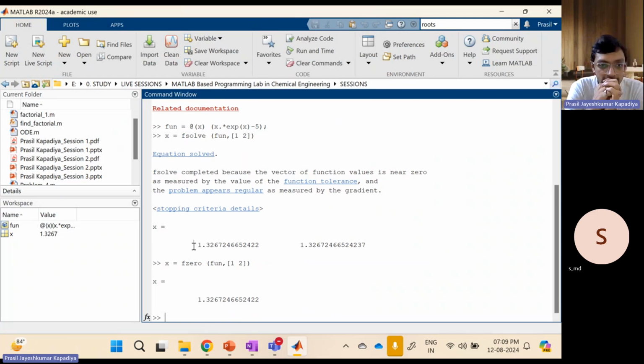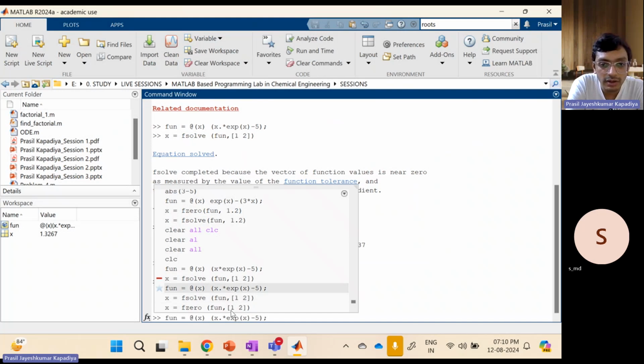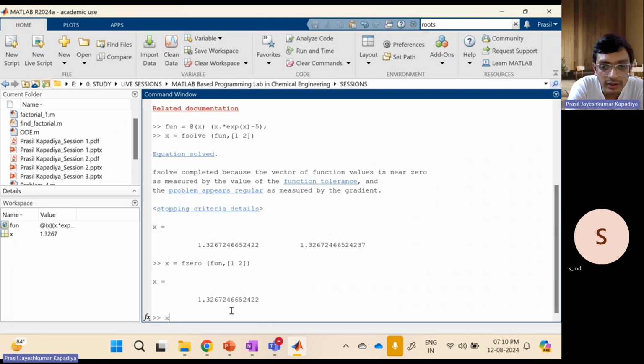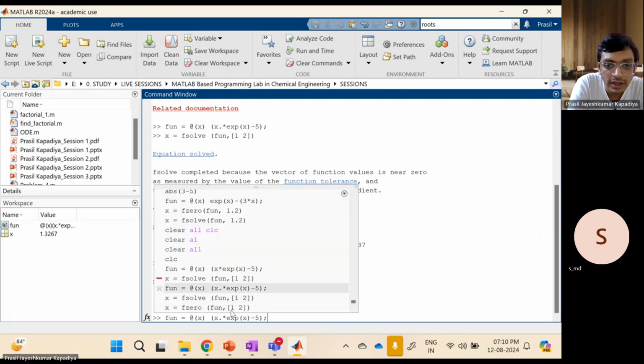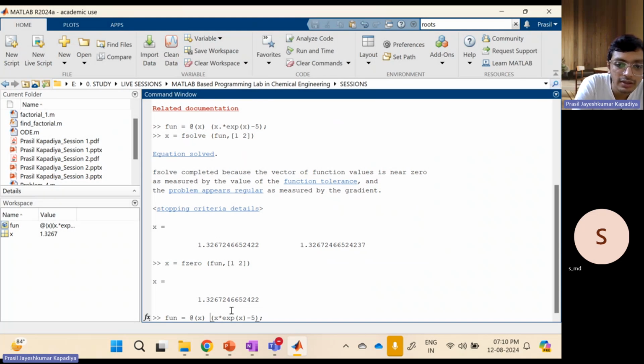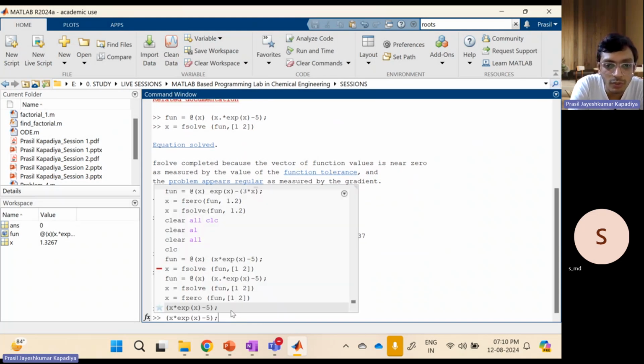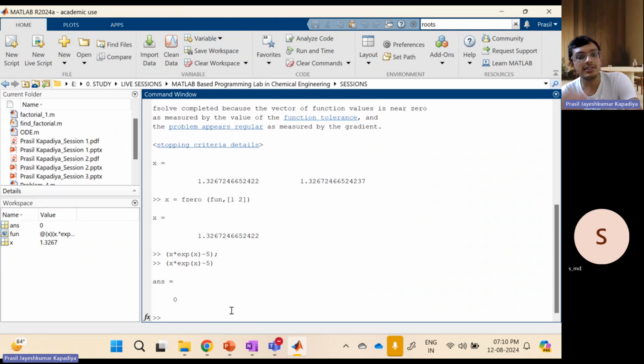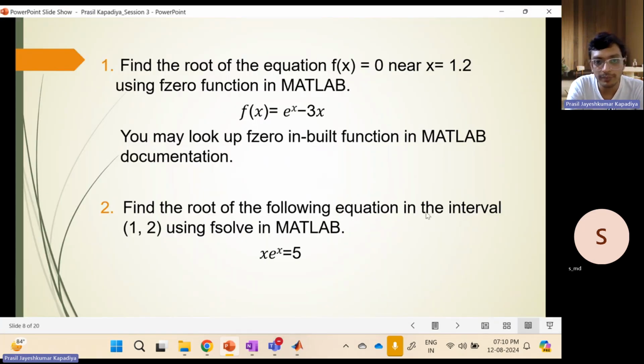So I got 1.3267. We can also check what the value is. What was my function? The function was this. Let me just see x is equal to this value. Or no, we can just directly write it as this. I just need to see what value I'm getting. So I'll just do this. Oh, see, I'm getting exactly 0. Okay, so let's move ahead with the next problem.